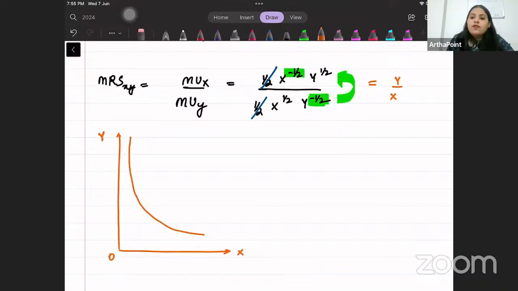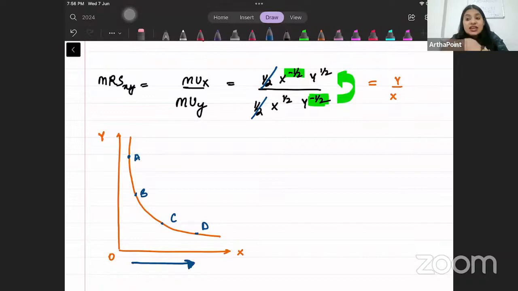Whenever you move along the indifference curve, you are going from point A to B to C to D. You are increasing the amount of X. So when X is increasing, the slope, the MRS should diminish. That is what we're asking. See, here it is steep, steeper, going flat, going flatter and flatter. So this is the slope.